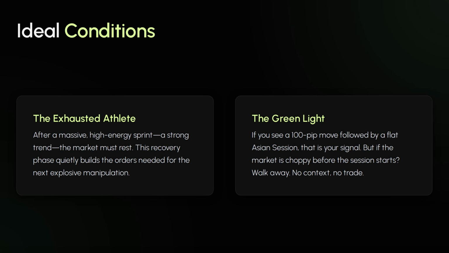Here's a pro tip, guys. The best manipulation setups happen immediately after a strong trend. If you see the market move 100 pips in one direction and then start to flatten out during the Asian session, that is your green light. The spring is being coiled. But if the market is already messy and choppy before the session even starts, we walk away. No context, no trade, simple as that.